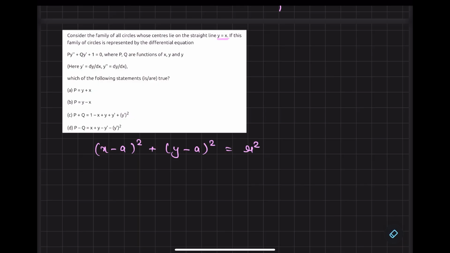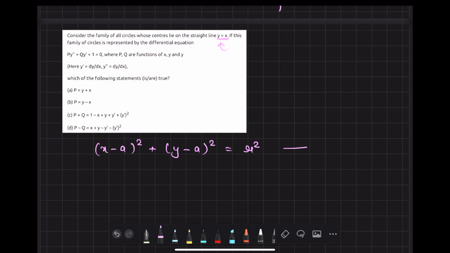You know that the center will be (a, a) and the center is on this line, correct? And we may have different radii. So how many arbitrary constants do we have? 2, a and r. So we got 2 arbitrary constants, correct? So what we have to do? We have to differentiate the function twice. Okay, so let's do it.